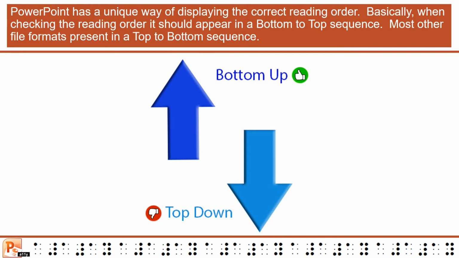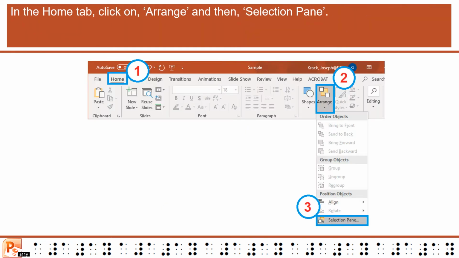PowerPoint has a unique way of displaying the correct reading order. Basically, when checking the reading order, it should appear in a bottom to top sequence. Most other file formats present in a top to bottom sequence. In the Home tab, click on Arrange and then, Selection pane.